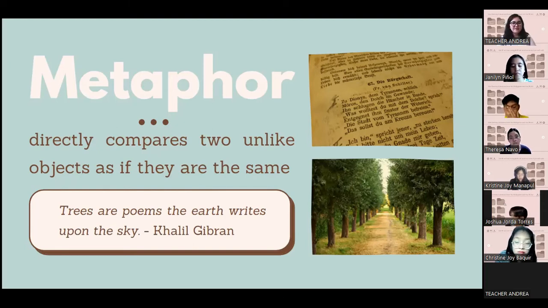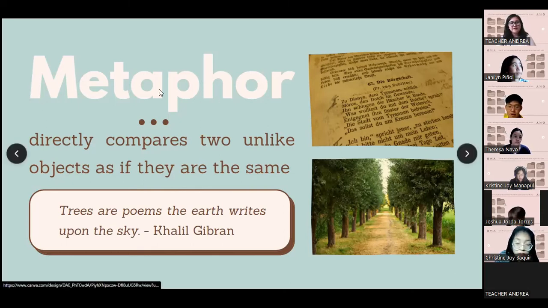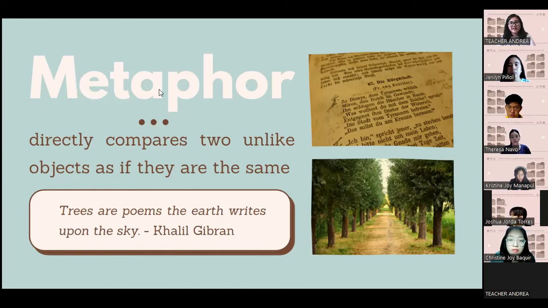So for our example, trees are poems, the earth rides upon the sky. From here, we can see that the trees and the poems are being compared to each other. Are they alike? No, right? So in here, they are two unlike things, but they are being compared to each other.